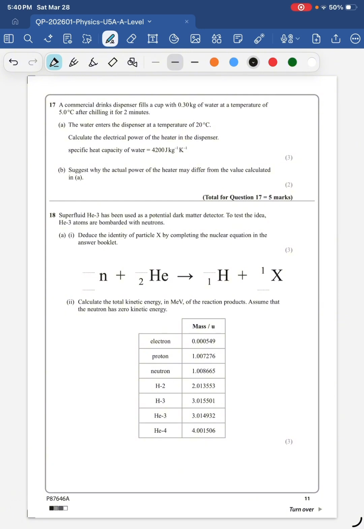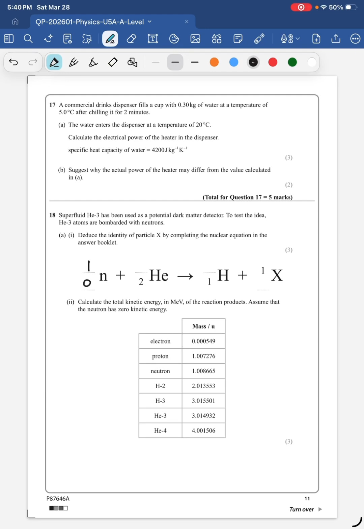Moving on to question 18. Superfluid helium-3 has been used as a potential dark matter detector. To test the idea, helium-3 atoms are bombarded with neutrons. Identify particle X by completing the nuclear equation in the answer booklet. So we have a neutron. It has a mass number of 1 and zero atomic number. I mean, it doesn't have a charge.